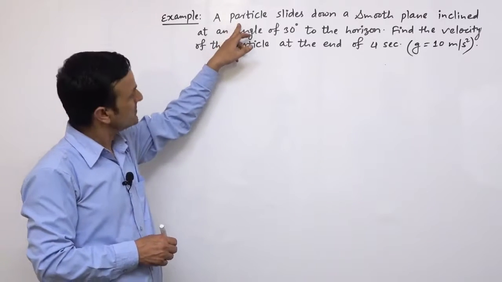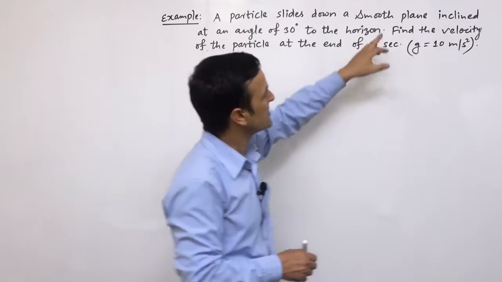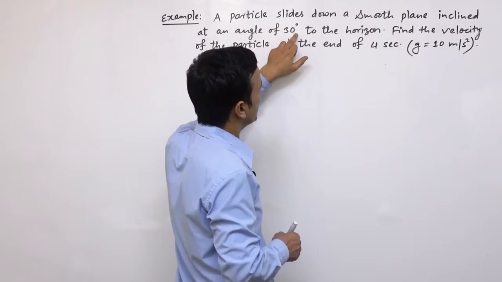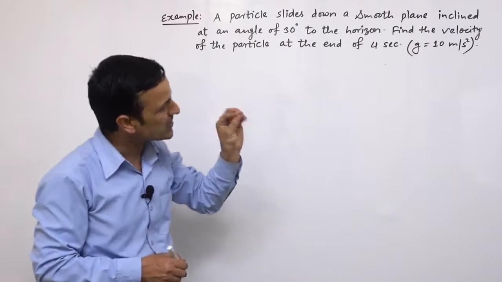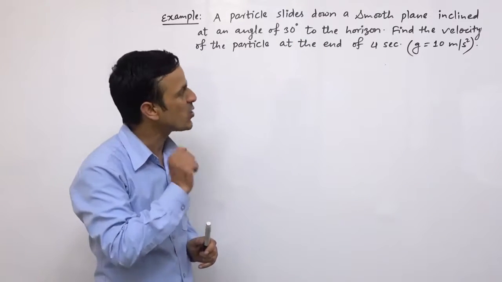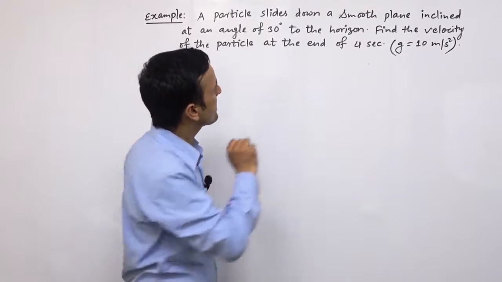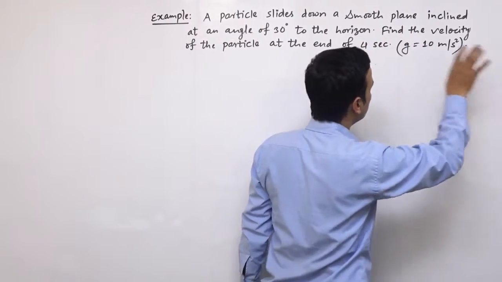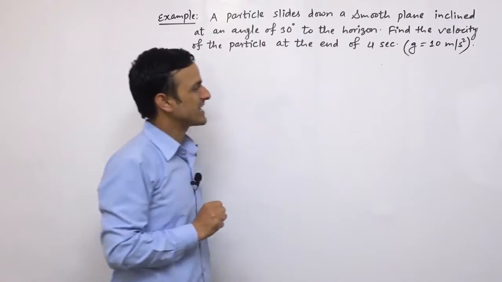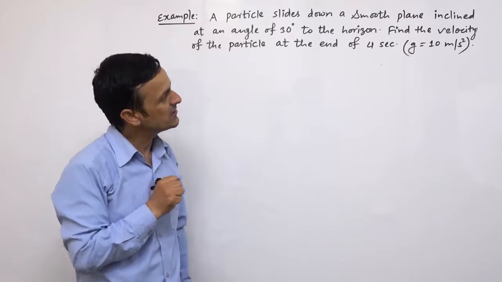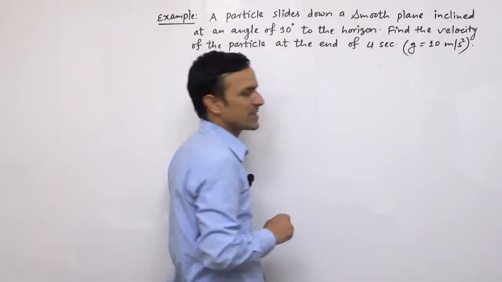So look at this question. A particle slides down a smooth plane. So it is an inclined plane, a smooth plane inclined at an angle of 30 degrees. So it is an inclined plane, so be careful. It is the motion of a body on an inclined plane, so it comes under this topic. The angle given here, 30 degrees, is the value of theta with the horizontal line. Find the velocity of the particle at the end of 4 seconds. We have to find the velocity of the particle after 4 seconds, and g is provided here: 10 meters per second square.